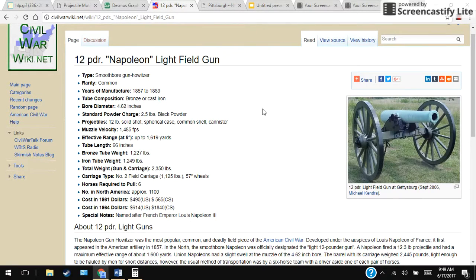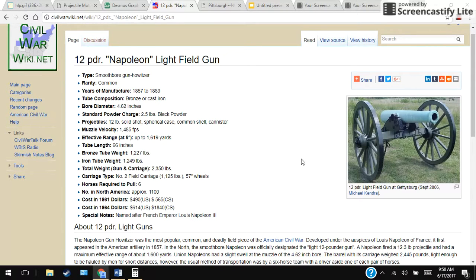Or sorry, a light field gun. They call them guns, but we think of them as cannons. So what I did is I did a little research, and there's this website called civilwarwiki.net, where some people have been nice enough to lay down some of the statistics behind some of the war technology used during the Civil War. Now, of course, we're interested in World War II, but again, I wanted to give you guys a little example, so I picked a weapon from a much earlier war.